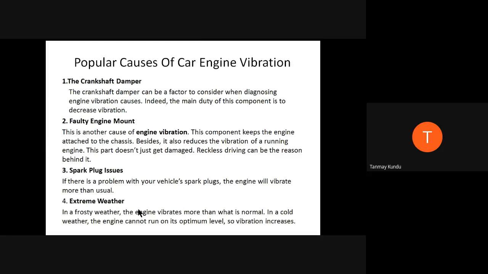First one is the crankshaft damper. Now, damper is a term that is often used in vibration problems. Damper means it is the vibration isolator. It's the component that reduces the effect of vibration. Damping, as I have told you in the previous sessions, means resistance. Its function is to reduce the vibration.